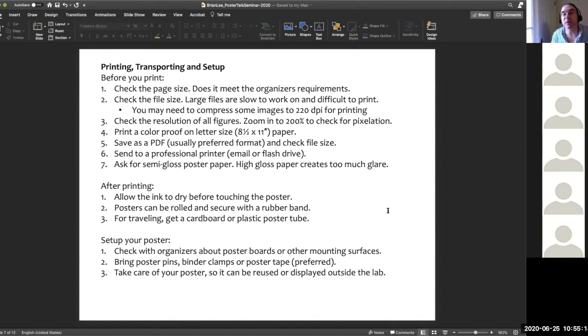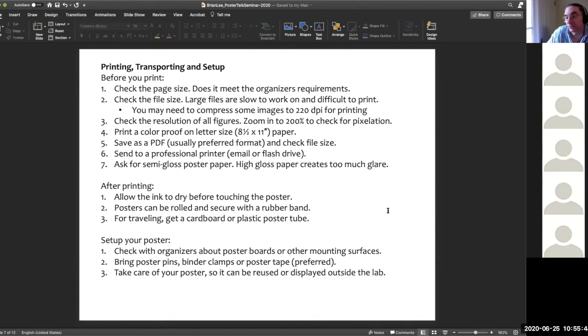After printing, if you are sitting there waiting for the poster to come off the printer, make sure you allow time for it to dry, because the ink will smear when it's not dry. Usually the big large-scale printers will actually have a timer on them, so they won't release the poster until about 3 to 5 minutes after they finish printing. So make sure you let the ink dry.